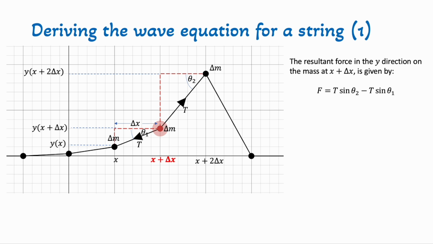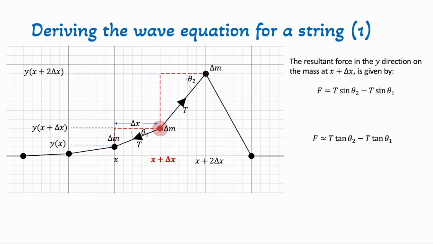On my diagram, they're quite big angles, but that's because it makes the diagram and the triangles so much more clear if we can draw them as quite big angles. But really, they'd be tiny angles. So we can use sine theta is approximately tan theta. So I'm going to rewrite my force in the y direction as T tan theta 2 minus T tan theta 1.